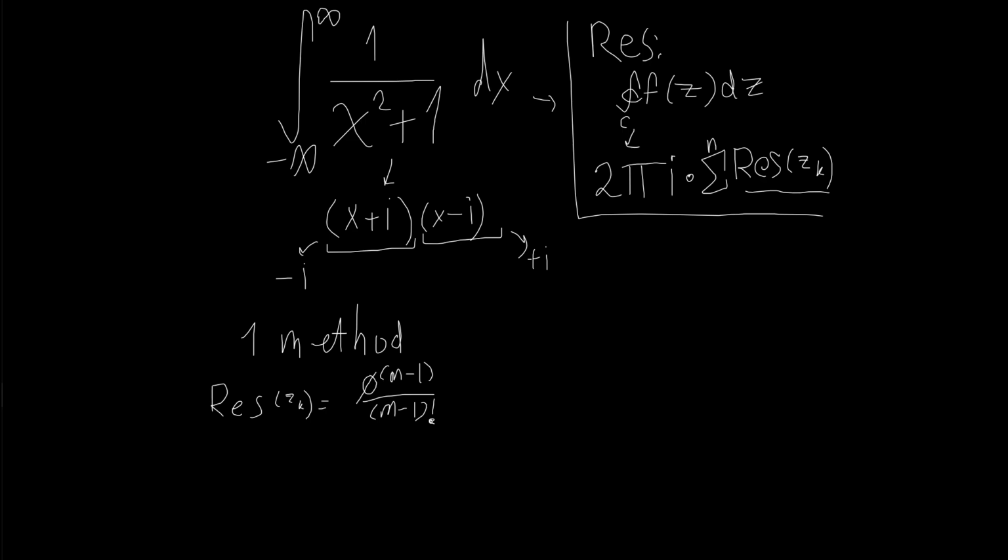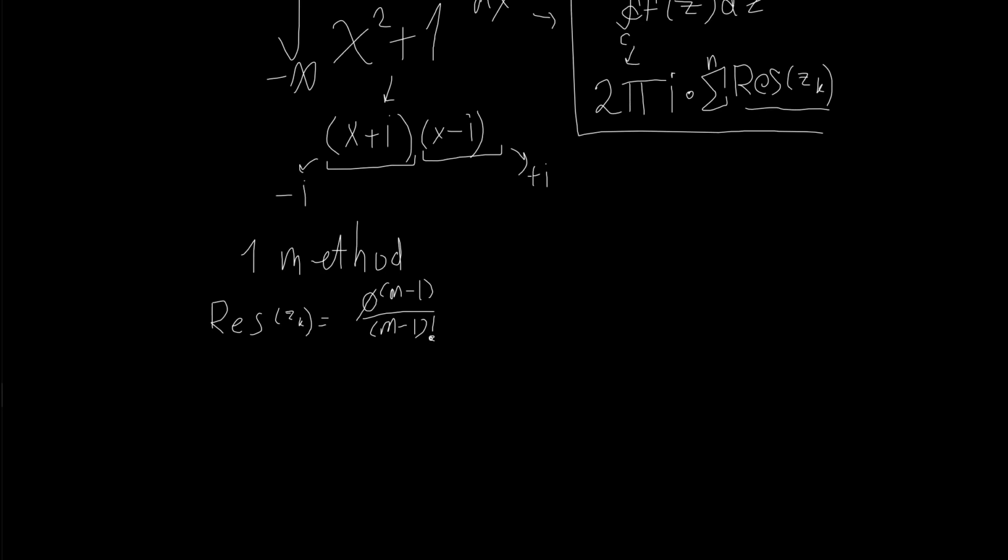So basically, m is going to be the multiplicity of the pole. So it would be how many derivatives you take, m minus 1, over m minus 1 factorial. And then you take the solution you get over here and plug in zk, which is the pole you're solving for.